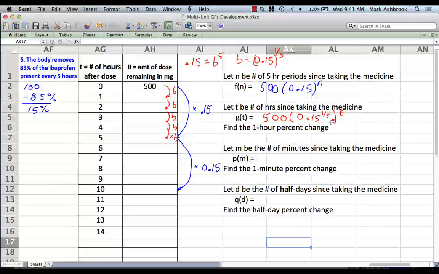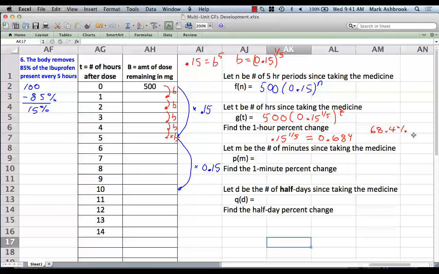So you found 0.15 to the 1/5 first? What is that value? So the 0.15 to the 1/5 is 0.684. So that represents 68.4%. Is that the percent change? No. That's how much you keep.